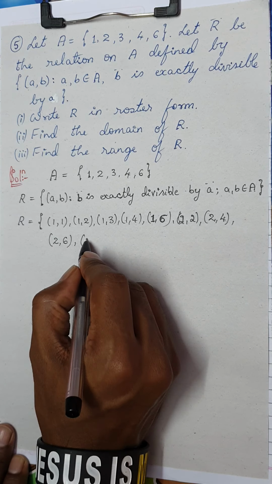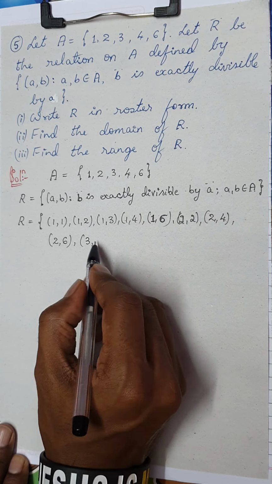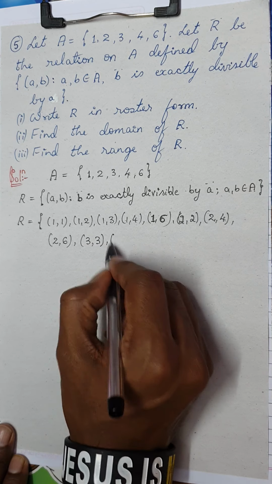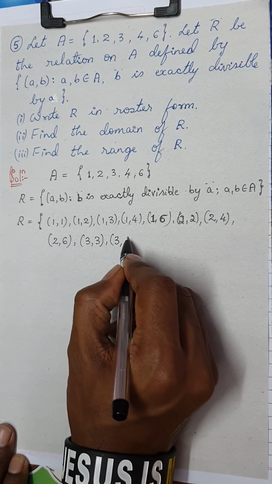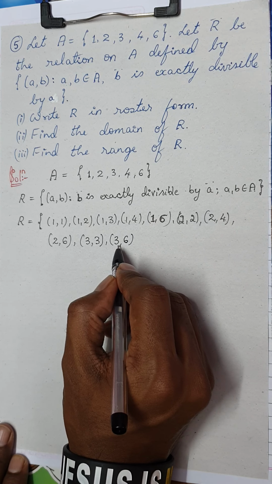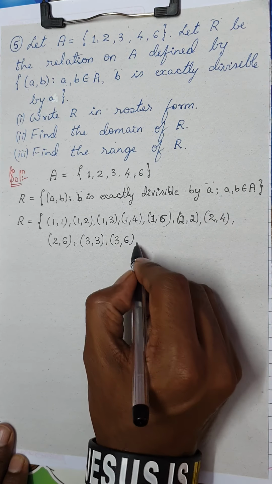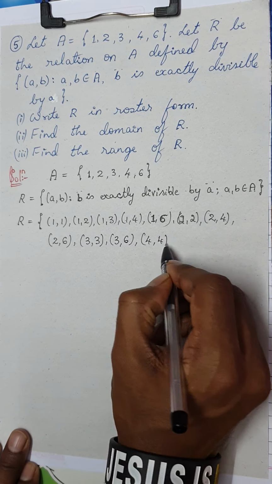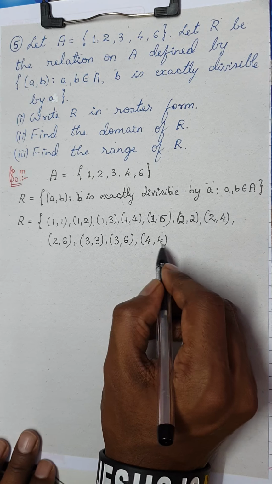Let's go with element 3. The first element which divides is 3 itself, that is, 3 is divisible by 3. Now the second element you can go is (3, 6), since 6 is completely divisible by 3. No more options are left over. Finally, going on to the element 4, 4 is divisible by 4, definitely, no doubt. Now no other elements.